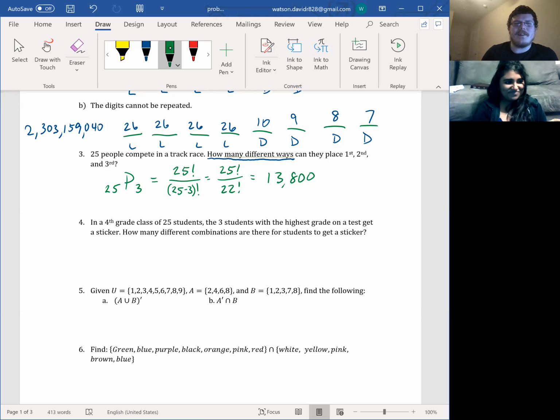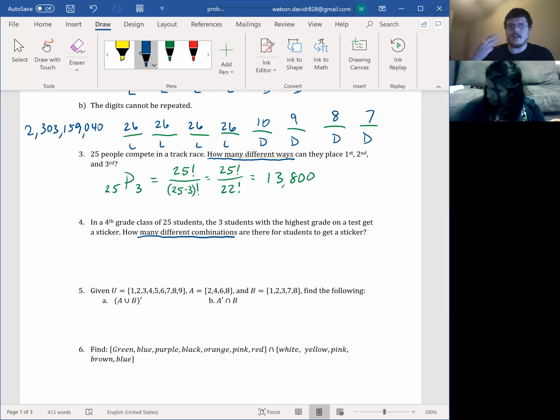All right, so in a 4th grade class of 25 students, the 3 students with the highest grade on a test get a sticker. So how many different combinations are there for students to get a sticker? So this one's very, very similar to number 3. In number 3, we were also picking 3 things out of 25 total things. We were picking 3 people out of 25.